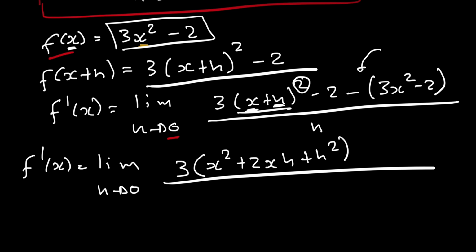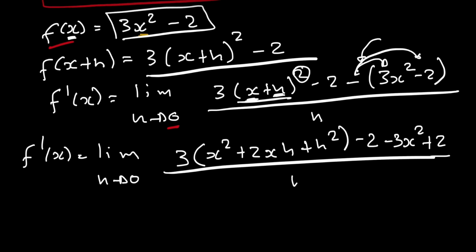So now you still have the negative 3, but when you multiply with the negative on these brackets, you're going to get what? You're going to get negative 3x squared, and that's going to be positive 2. It is very much important that you multiply those two terms with the negative outside. And therefore at the denominator we still have h.